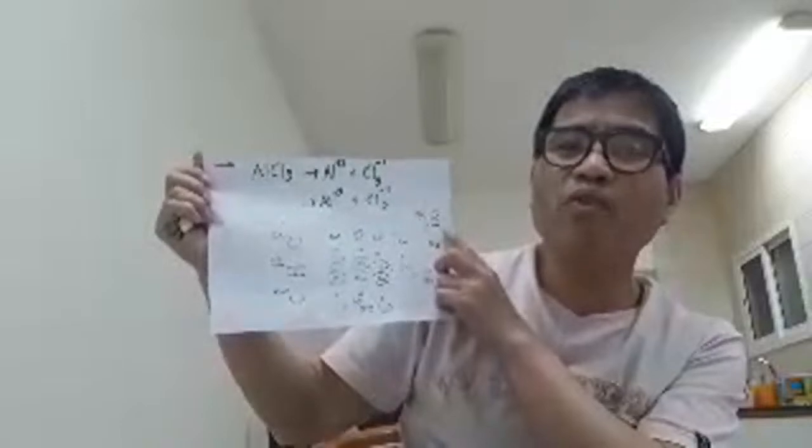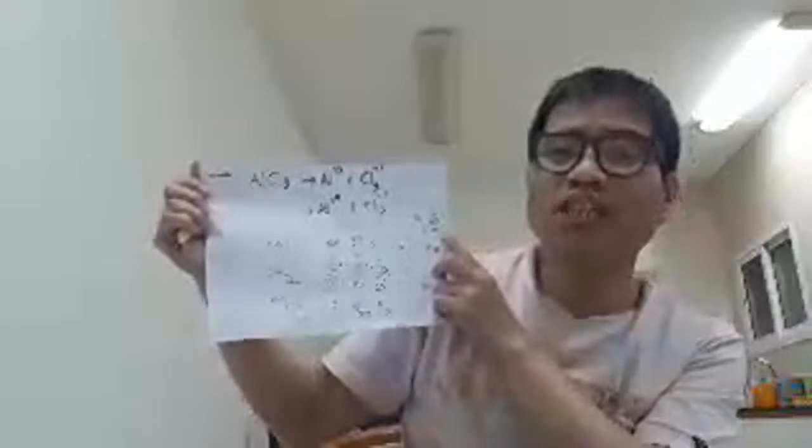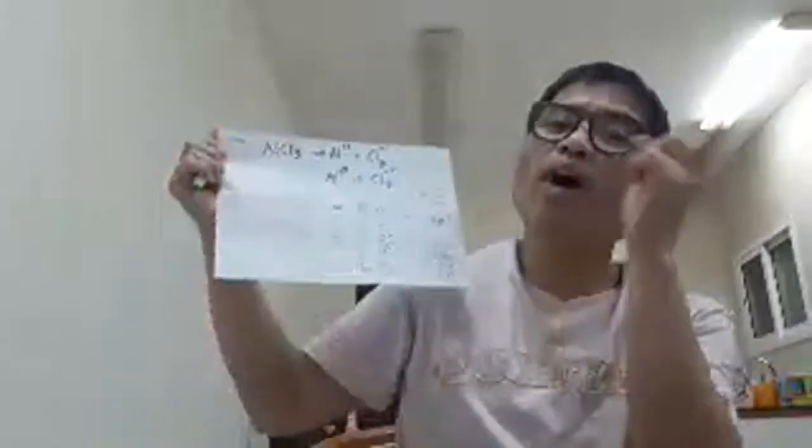Okay? So, you need to add on the side which is deficient. Here, the deficient one is the chlorine because it's only negative 1. So, you need to add 2 more chlorine gas. Something like that. Okay?